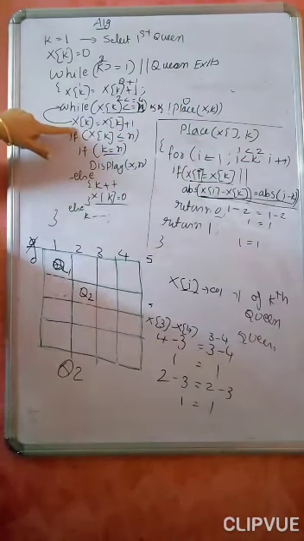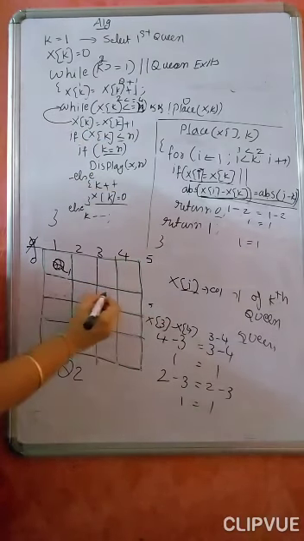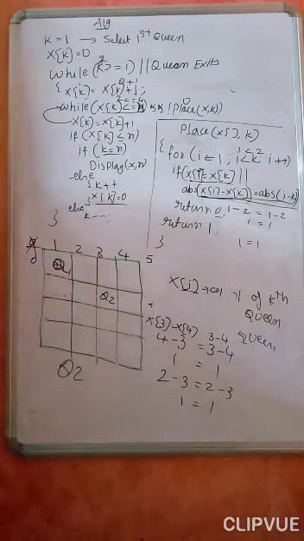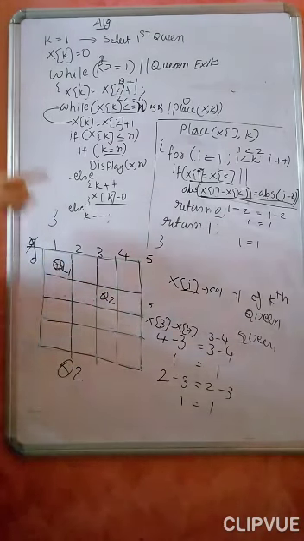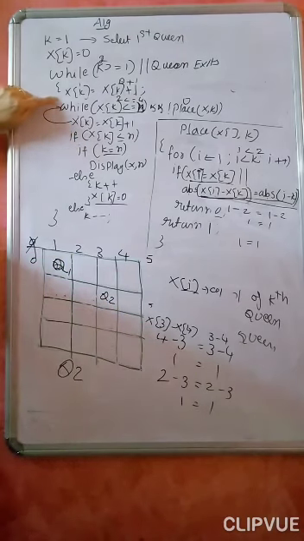Again I will try to place the second queen in the next column. x of k is equal to x of k plus 1. So I am placing the queen in the next column. Then again I will go back to the while loop.